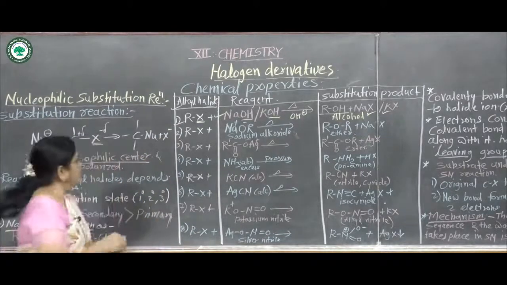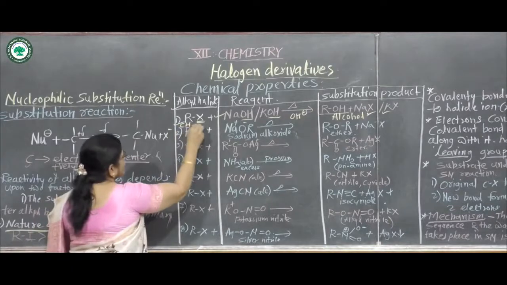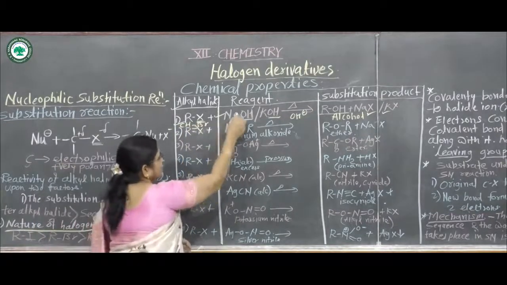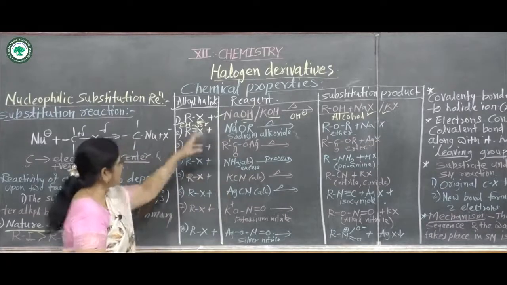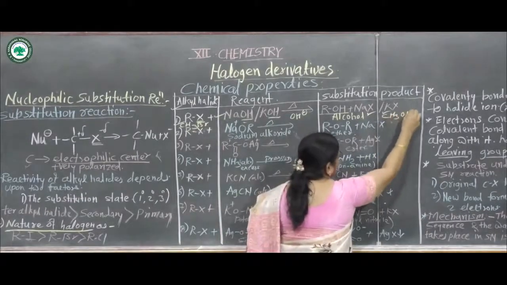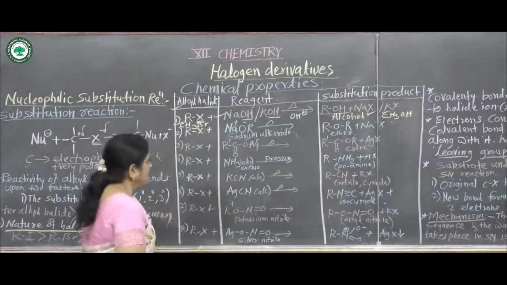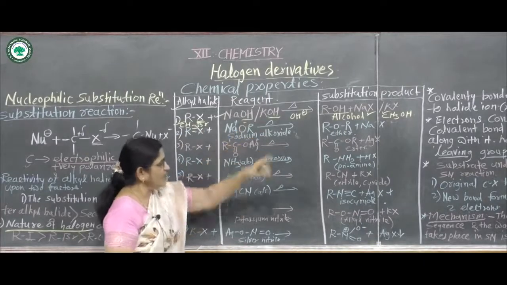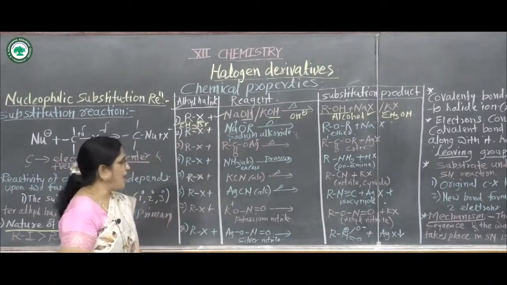Suppose one example, methyl bromide, having formula CH3Br. If this methyl bromide reacts with sodium hydroxide, then it gives which alcohol? Methyl alcohol, that means CH3OH. In this way, the halogen atom gets replaced by the hydroxy group and it forms the corresponding alcohol.